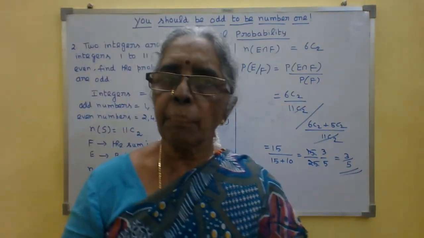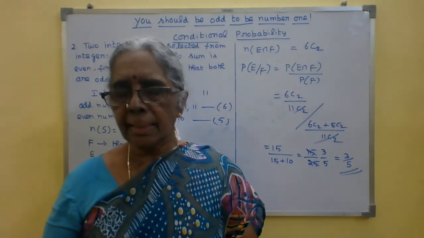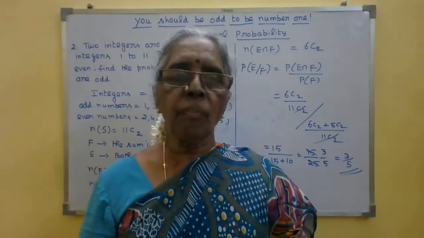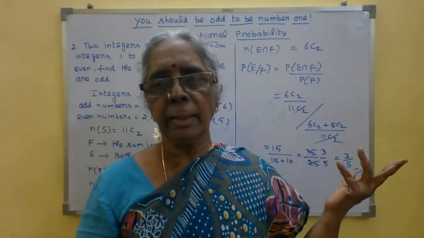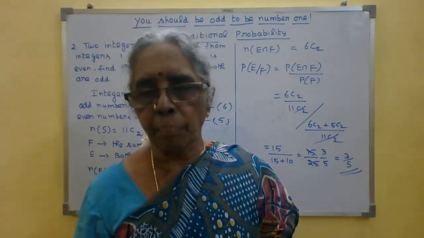Hope these 2 examples will help you to understand conditional probability. So the gist is, find out what is E, what is F. Then you have to find that n(E), n(F), n(E intersection F). Then the formula you have to use. Once you identify the E and F, the sum is very simple only.